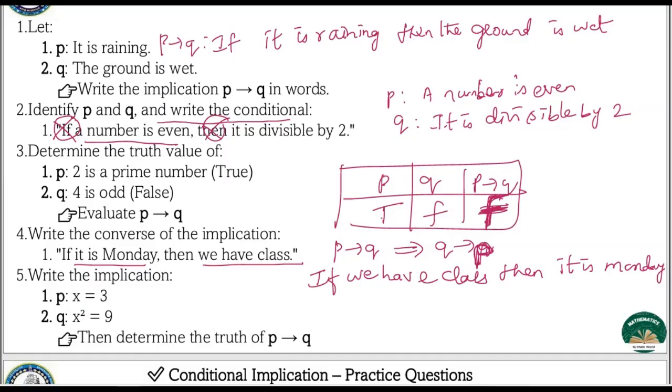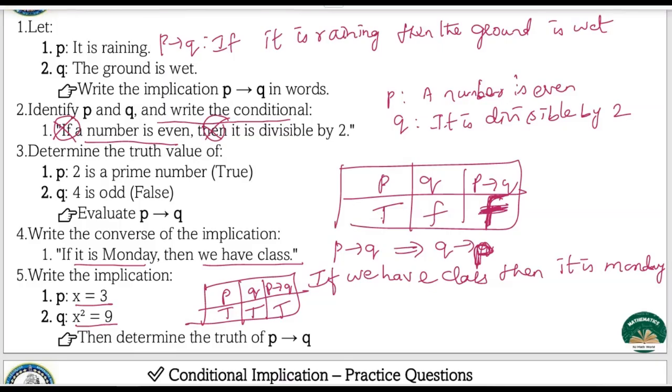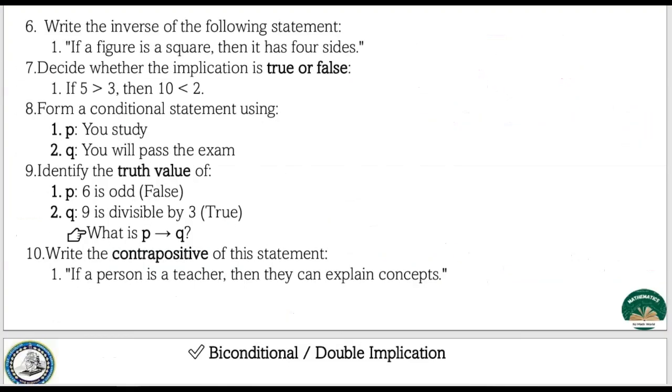Then write the implication: x equals 3, x square is 9. So what will be the truth table of this? The truth table will be P, Q, P implies Q. Suppose x is 3, true, then x square will be 9, it is also true. The answer P implies Q also is true. Only if it is T and F, the answer is F. Otherwise, it is true.